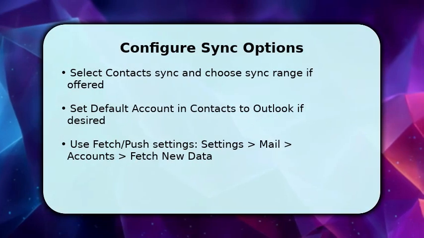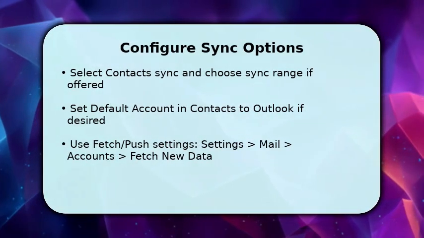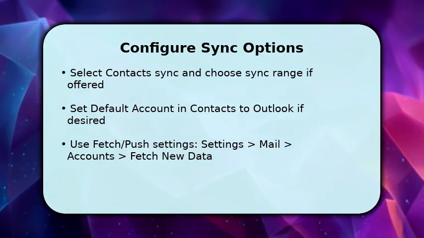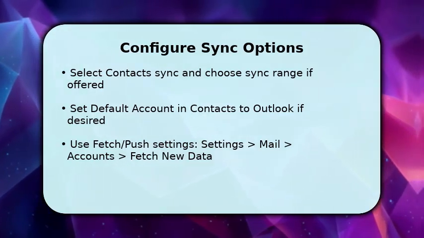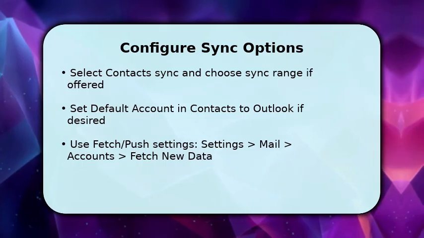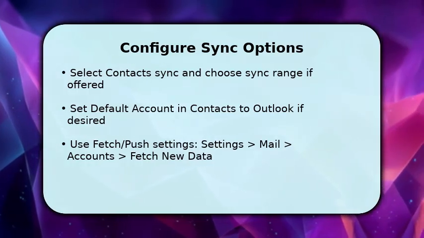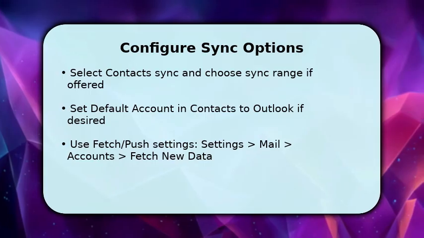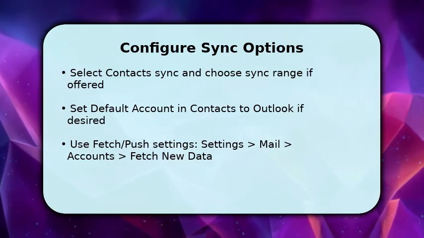Once your account is added, you configure how contacts sync to avoid duplicates. Open the account settings and confirm contacts is enabled. Choose the sync range if available. Next, go to Settings, Contacts, Default Account, and pick your Outlook account so new contacts save there.